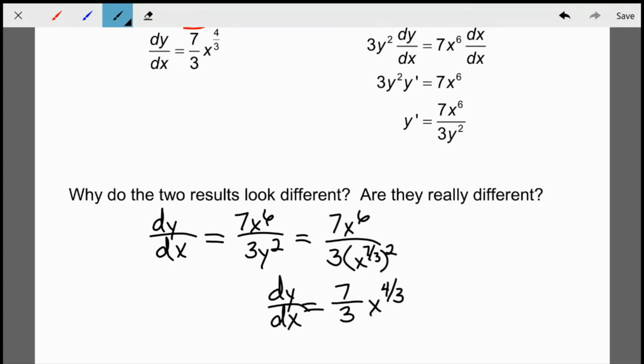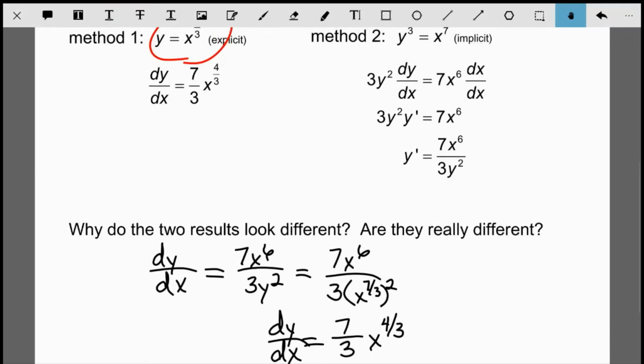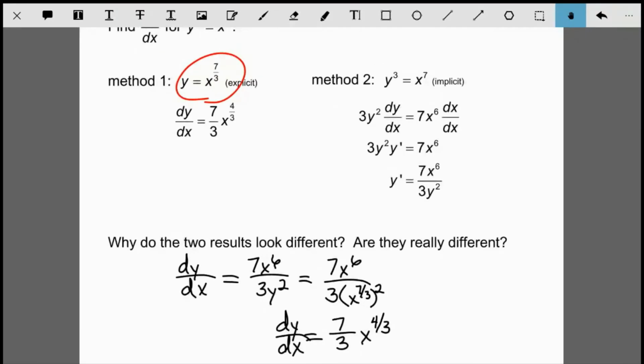And like I said, the reality is I wouldn't use implicit differentiation here because I can get a nice simple derivative in terms of x with very little effort. But you can see both methods are indeed valid. They give me the same result.